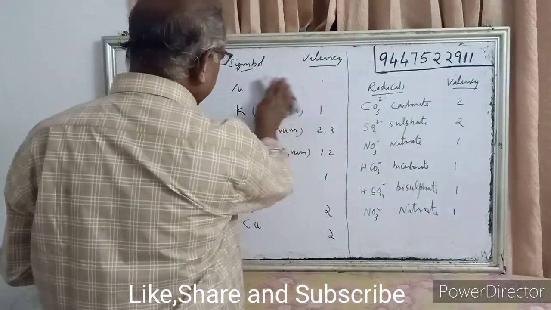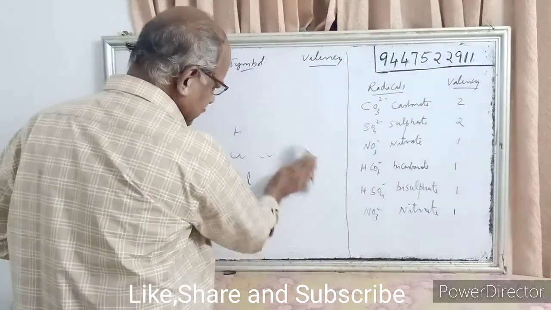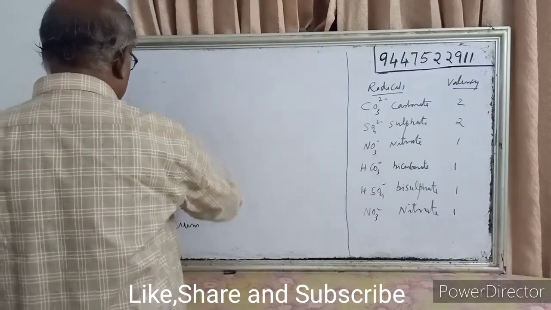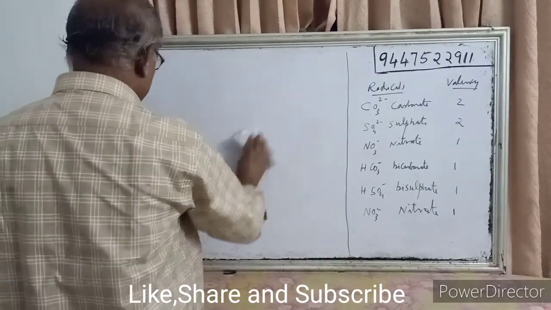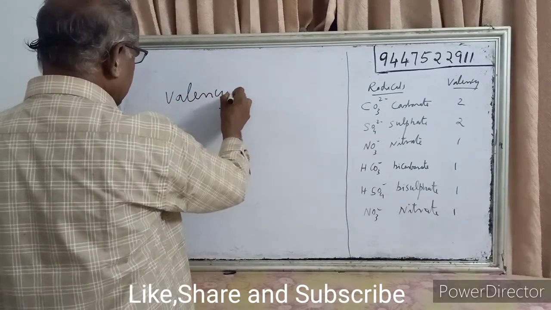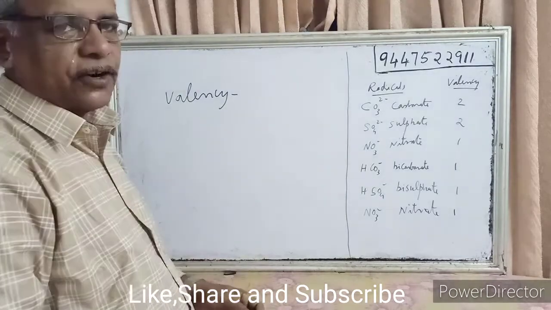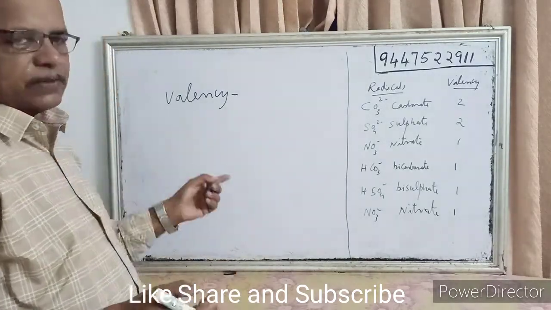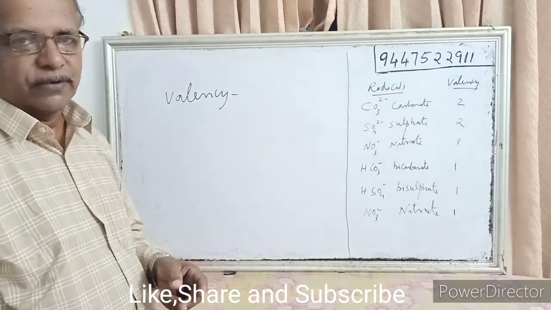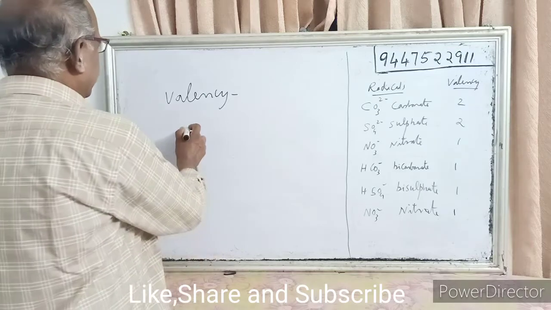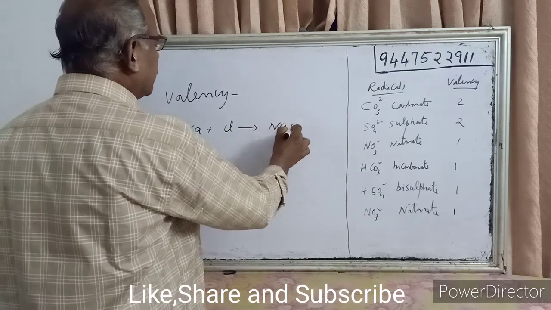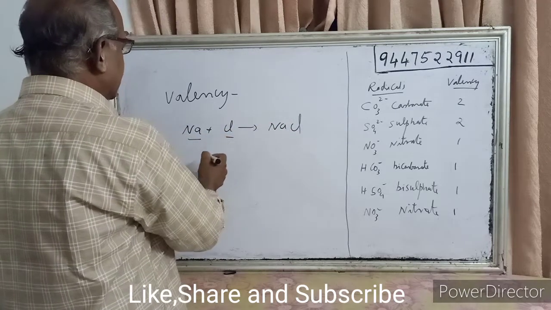Valency is the combining capacity of an element. Here, the valency of sodium is 1, which means it can combine with another element having valency 1. For example, sodium can combine with chlorine to form sodium chloride. One sodium can combine with one atom of chlorine.